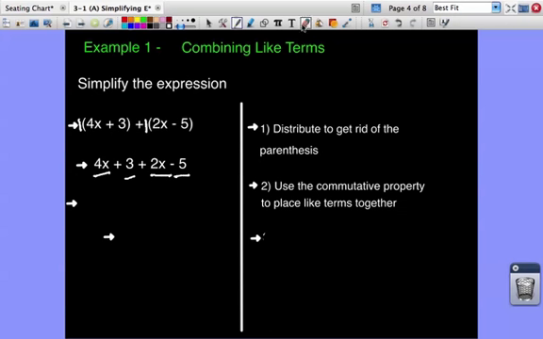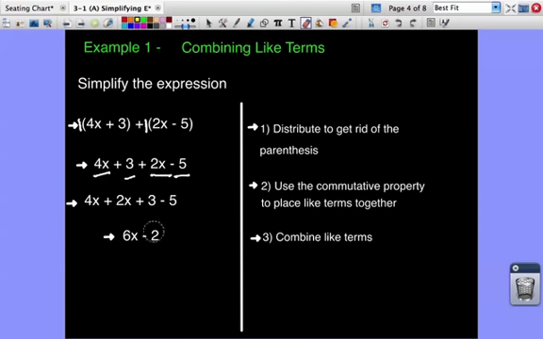So when we regroup them, we're going to use the commutative property, change the order. I have 4x plus 2x, just moved it over, and I got plus 3 minus 5, and that's it. Now for my final step, I combine those like terms. 4x plus 2x is 6x. I'm just keeping the variable, adding the coefficients. 3 minus 5 is negative 2. So now I have 6x minus 2, and we're done.